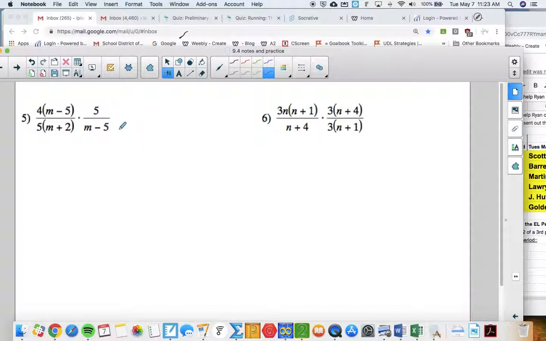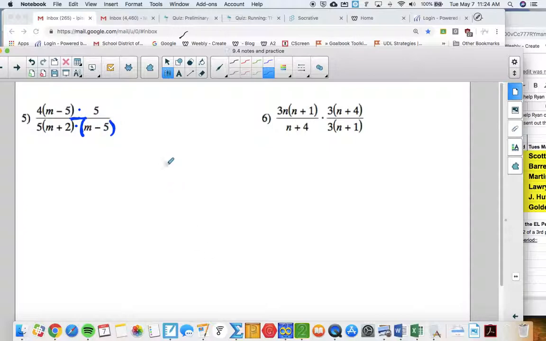Number 5. So these are already kind of factored. And what I like to do, when you multiply fractions, you just multiply straight across. So honestly, folks, I'm just going to make that fraction bar into 1 and realize that this stuff is getting multiplied together. Now this I should probably put in parentheses now that it's all over 1.